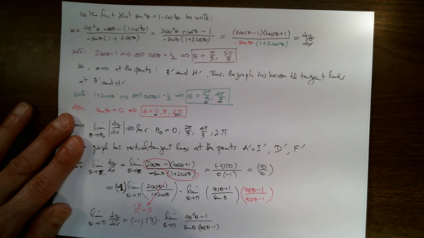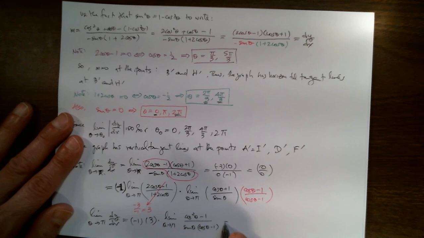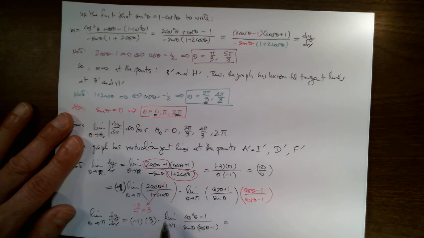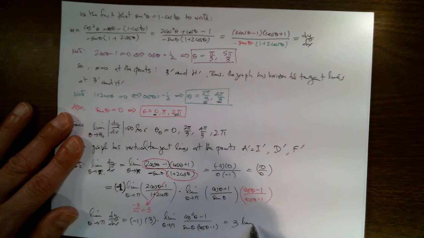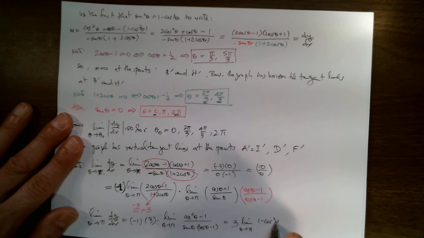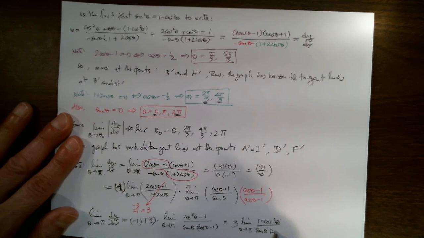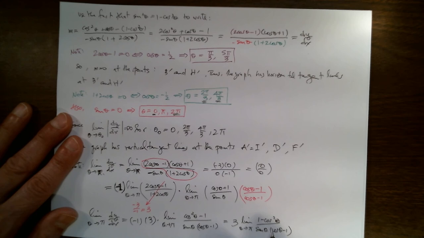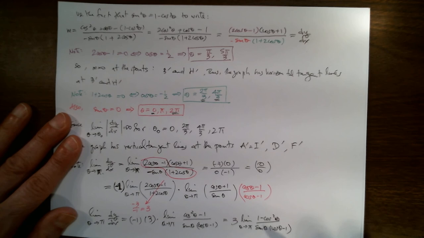If we factor out a minus 1 in the numerator and bring that factor in front of the limit operator, then we would get positive 3 times the limit as theta approaches pi of 1 minus the cosine squared of theta divided by the sine of theta times cos theta minus 1. The reason for multiplying by that conjugate term is so that we can replace the 1 minus cosine squared of theta by its equivalent, namely the sine squared of theta.